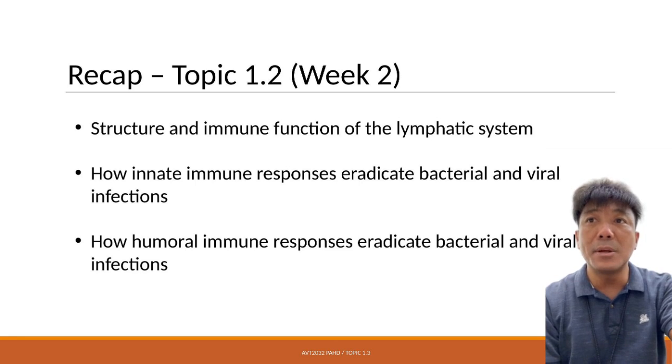The lymphatic system's structure supports immune function by transporting lymph, a fluid containing infection-fighting white blood cells. Innate immune responses, including physical barriers and phagocytes, target pathogens immediately. Humoral responses involve antibodies produced by B cells, neutralizing pathogens and marking them for destruction. These mechanisms are crucial in eradicating bacterial and viral infections.